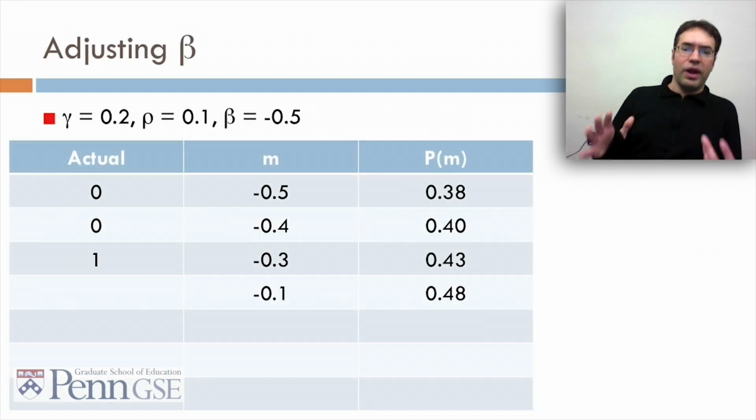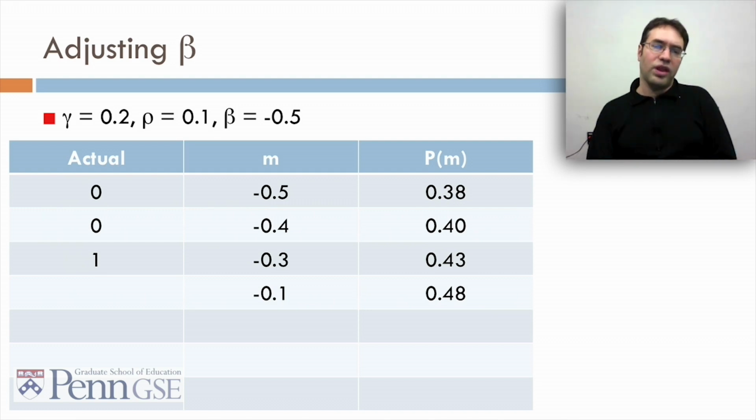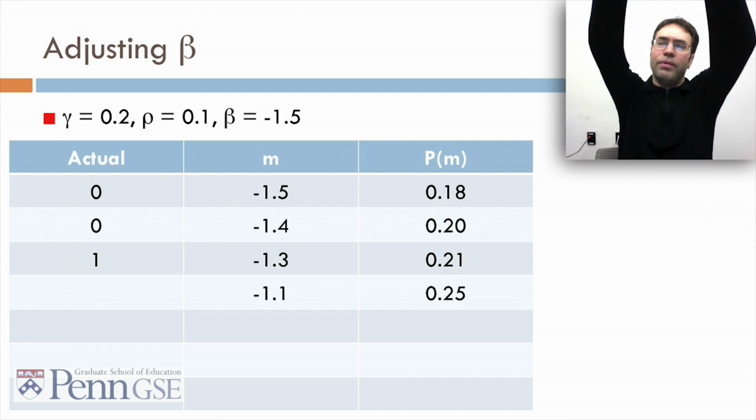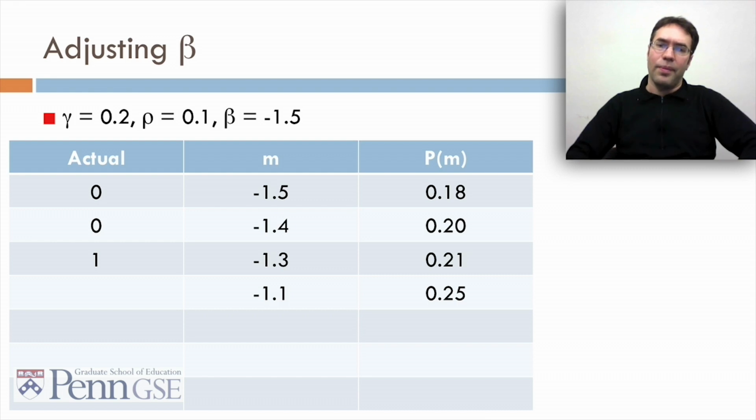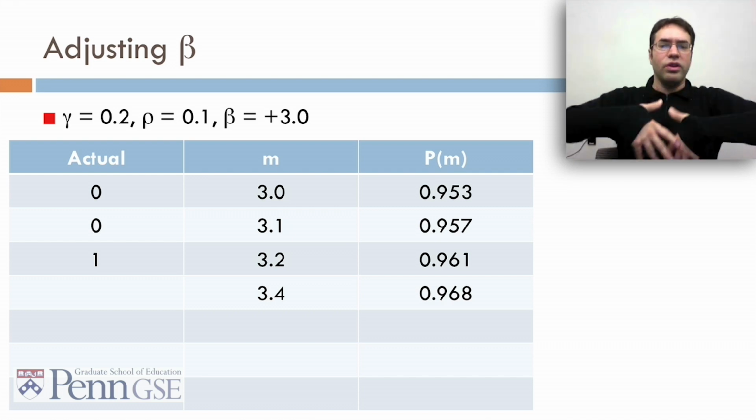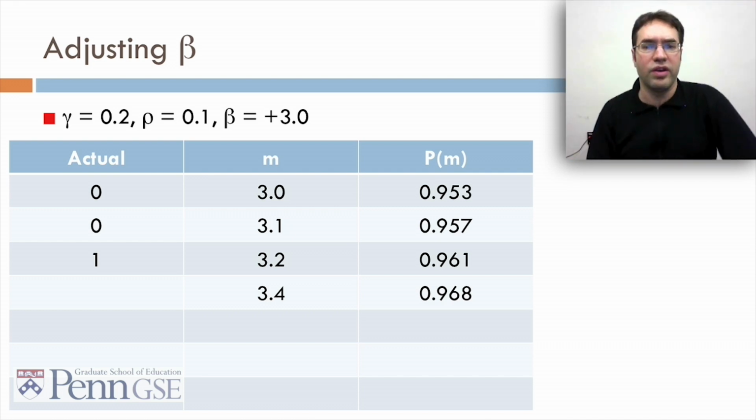So how about adjusting beta? If you look at this case, we've got a beta of negative 0.5. You saw this pattern before. If we change it to negative 1.5, the same kind of amount of improvement happens, but they start from a lower baseline. And if we set beta to +3, then it starts with a really high baseline. From the very start, we assume a student's going to be 95.3% correct.